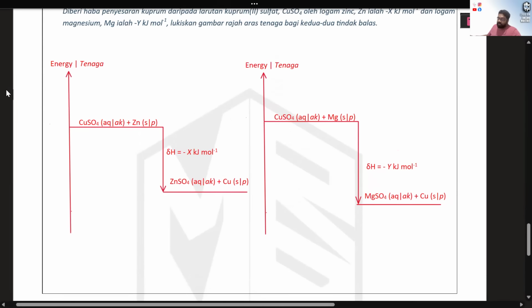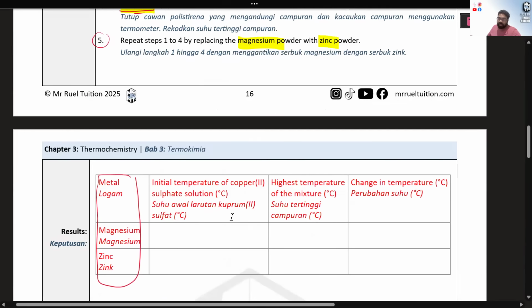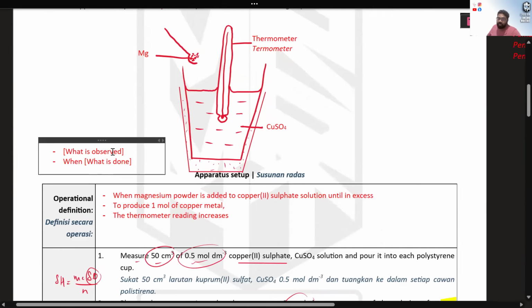So guys, please be prepared for unguided also. However unlikely it may be, just be prepared. These are generally the techniques and the formats. Please remember your operational definition format.